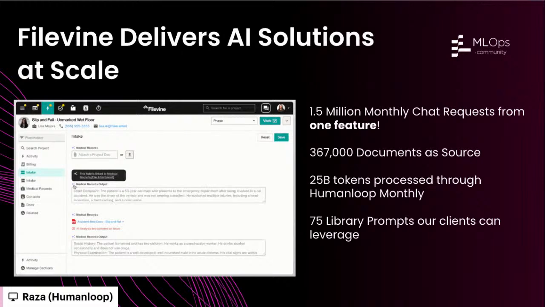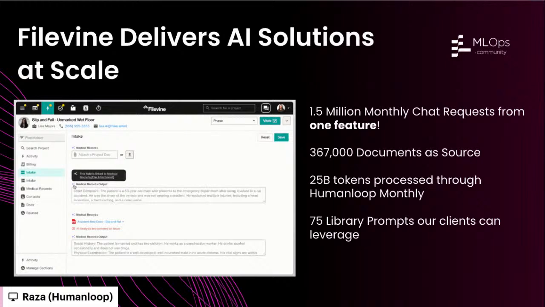And this is where evals become non-negotiable. We are doing such a volume for our clients that we cannot react to whack-a-mole feedback. We have to know that every single change we make is going to enhance the feature and that it doesn't cause harm for our clients.